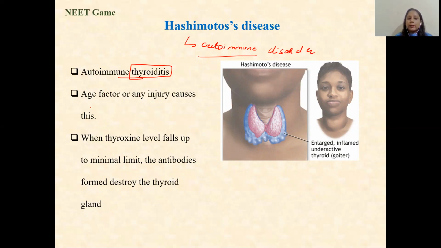Now it can be caused by age in some people, and any injury to the thyroid gland can also lead to Hashimoto's disease. When the thyroxine level in our body decreases below a particular normal level, what happens? Antibodies start producing, and these antibodies are against the thyroid gland and start destroying it, and the person starts having Hashimoto's disease.